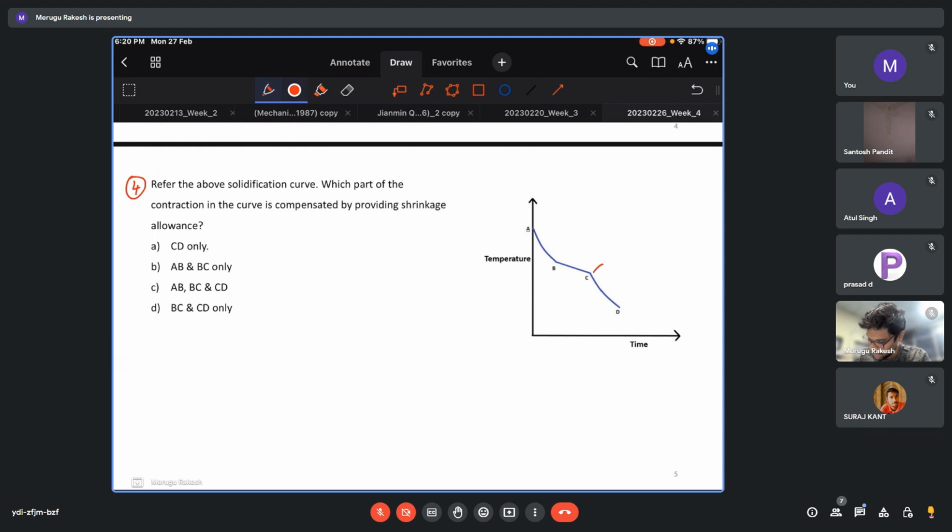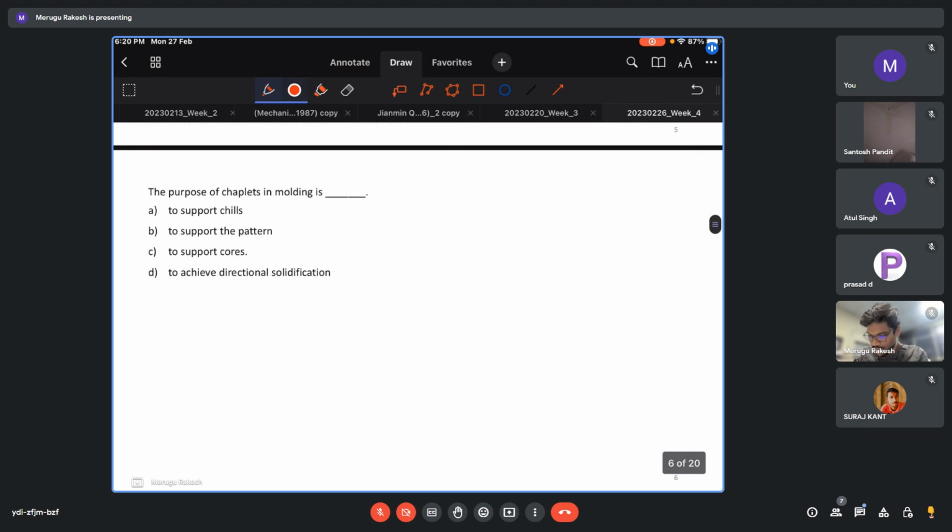So generally this C and D, which is the solid shrinkage, is compensated by the pattern. That is also nothing but the shrinkage allowance. Okay. Let us move to the next question.